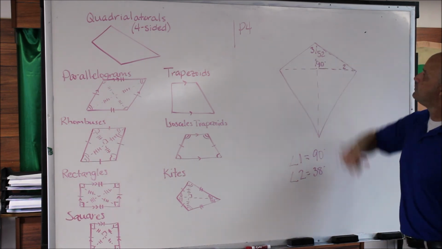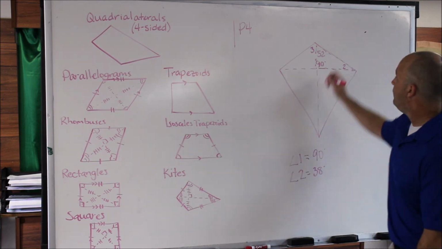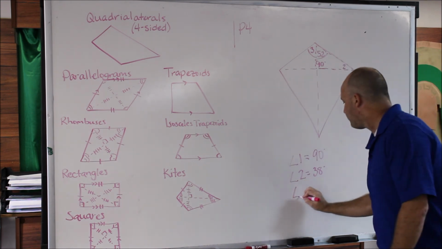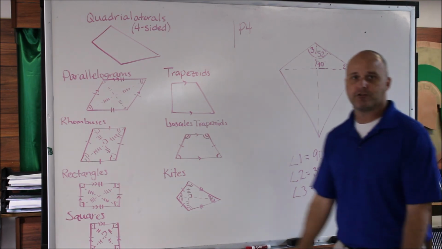Then the last angle measure that it's asking for is angle number 3. Now, since we know that this angle here is congruent to this angle here, we know that angle number 3 also has to be 52 degrees, and that's going to be your solution to your problem.